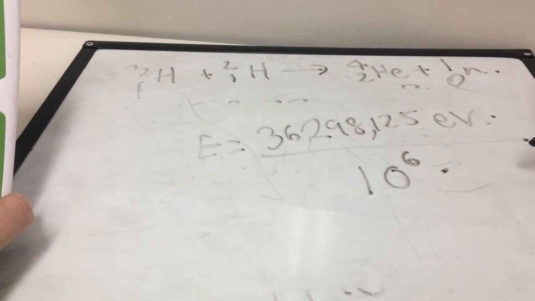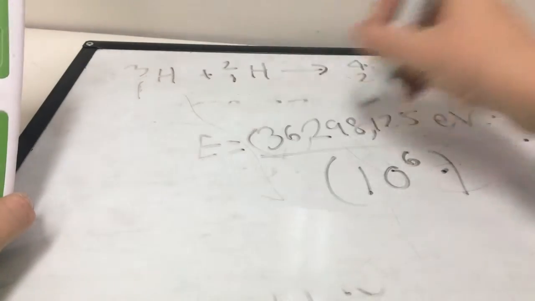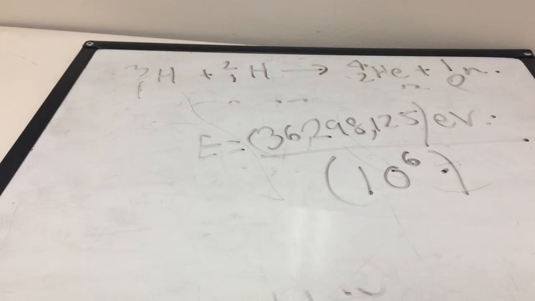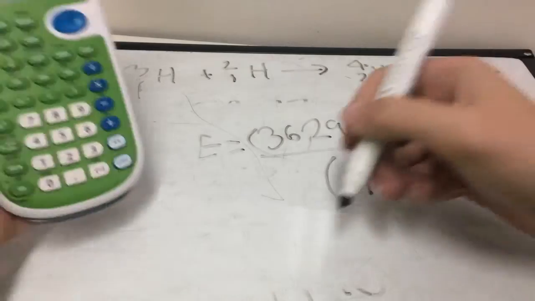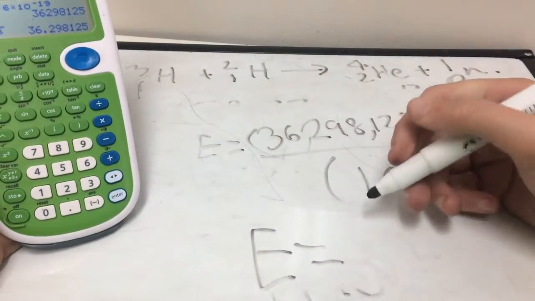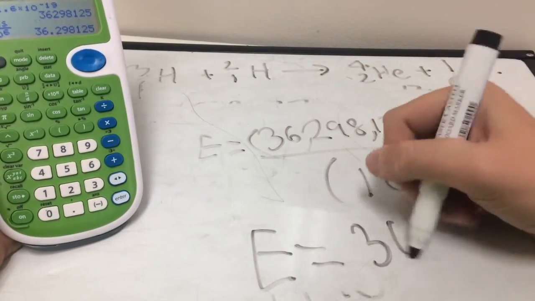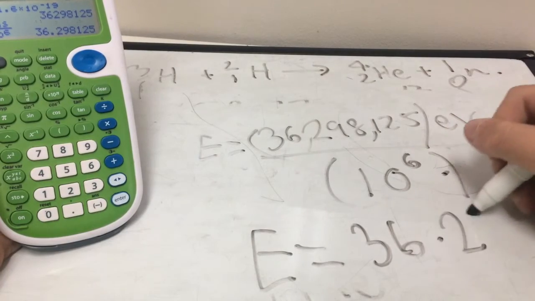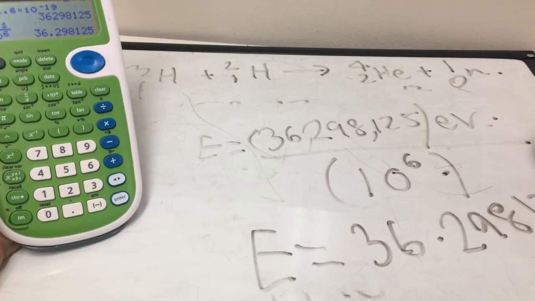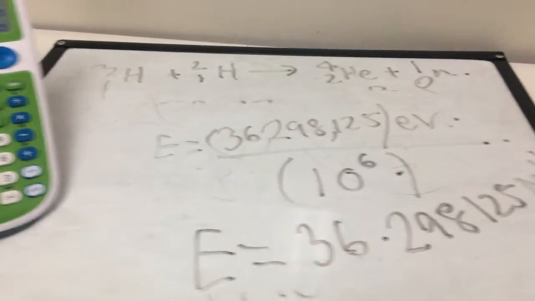Divided by 10 to the 6. So you just do this. And it's divided by 1,000,000. 10 to the power of 6 is 1,000,000. Your final answer. I'm about to break half an hour. 36.298125 mega electron volts. And there is your answer. Let me write that. There you go.